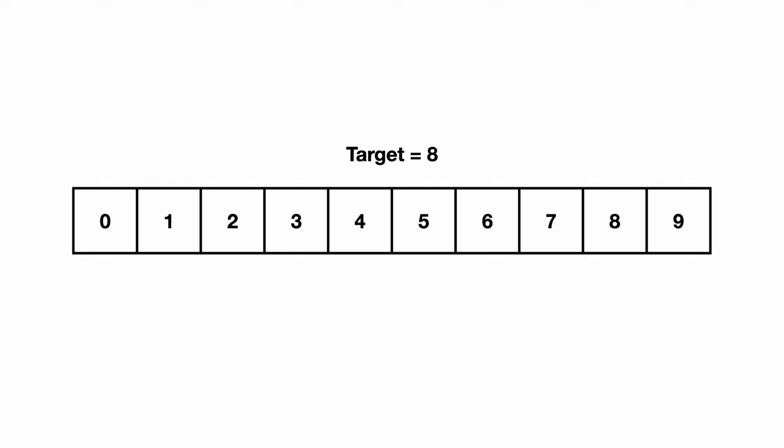So let's walk through that now. You start at the beginning, and we're looking for the target 8. We go 0, 1, 2, 3, 4, 5, 6, 7, and finally we find 8. So linear search is simple and naive and brute force, but it's very straightforward and easy to understand.